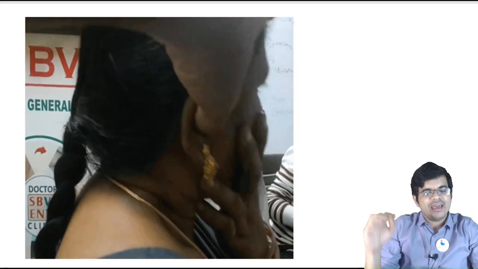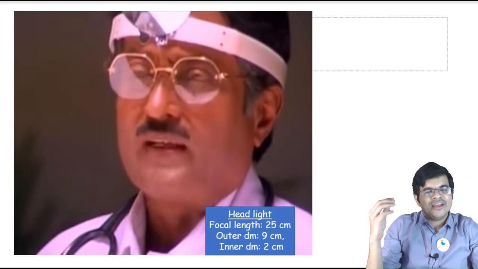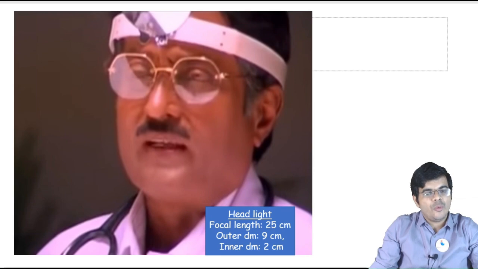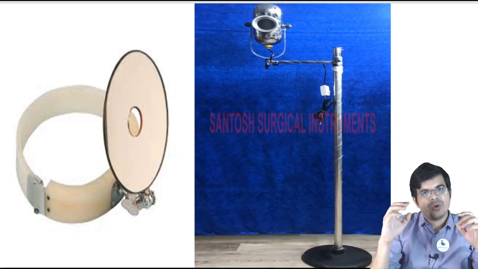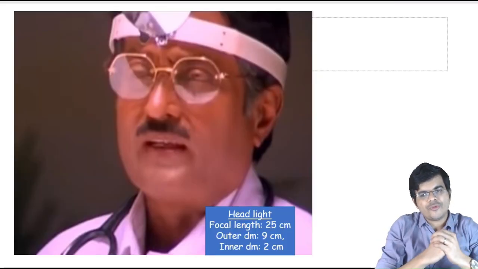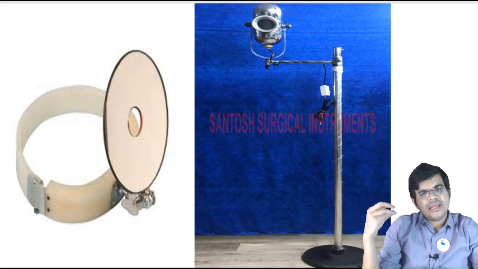Okay, and when you are going to examine the ear canal, usually in medical colleges especially, we use a headlamp like this, a head mirror like this. Okay, and a bullseye lamp is used for focusing. And what is this head mirror? It is a concave mirror, and it is having an outer diameter of 9 cm and inner diameter of 2 cm with a focal length of 25 cm. And from the bullseye lamp, which is a 200-watt lamp, the light gets reflected with this head mirror, and it is focused onto the ear.